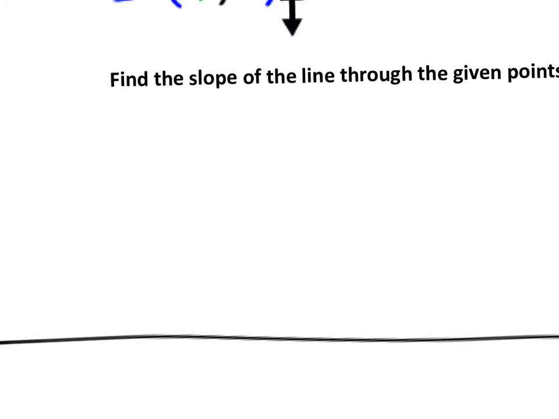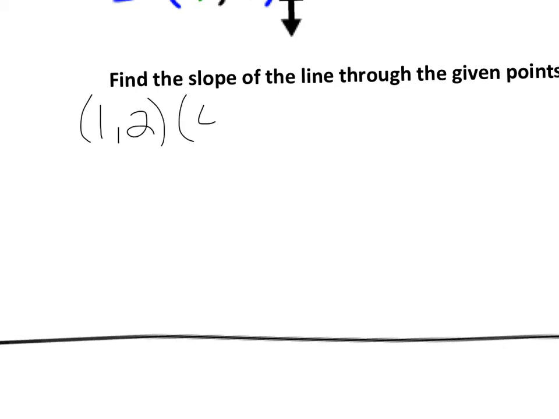So I want to find the slope through the given points. First I have (1, 2) and I have (4, 7). Now there's a couple ways that you can find the slope between 2 given points. One of the ways is to simply look at your y coordinates and subtract them. If I'm going to start with this point and go to this point, maybe I take 2 minus 7, and then for my denominator, I'm going to subtract my x coordinates. So my x coordinates are 1 and 4, so I'm going to take 1 minus 4.